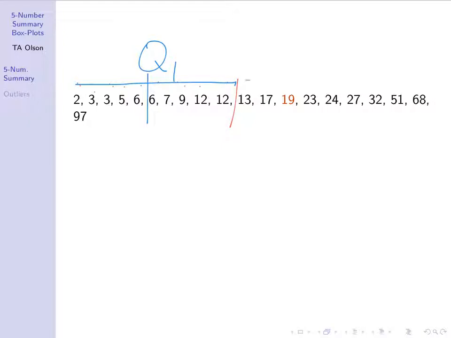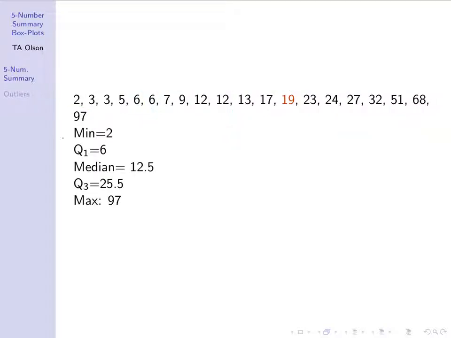Q3 is the median of the upper half. We have 10 data points here, so it's between the 5th and the 6th data point. 1, 2, 3, 4, 5, 6. So Q3 is here. Q1, median, Q3. The minimum is the lowest, the maximum is the largest. So these 5 numbers chop up our data into 4 even-sized bits.